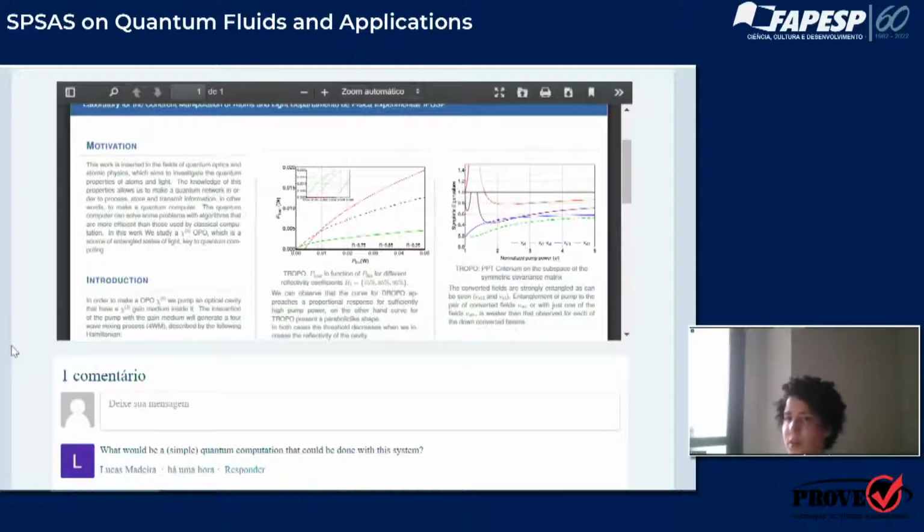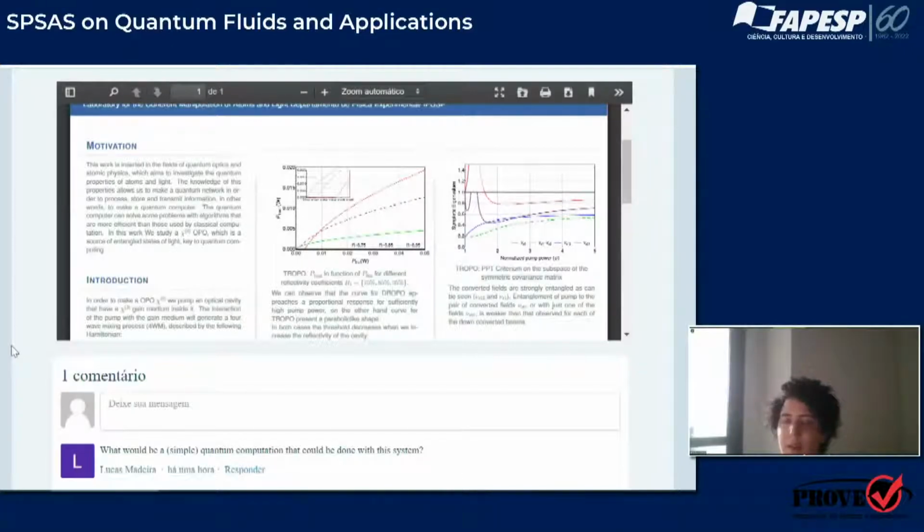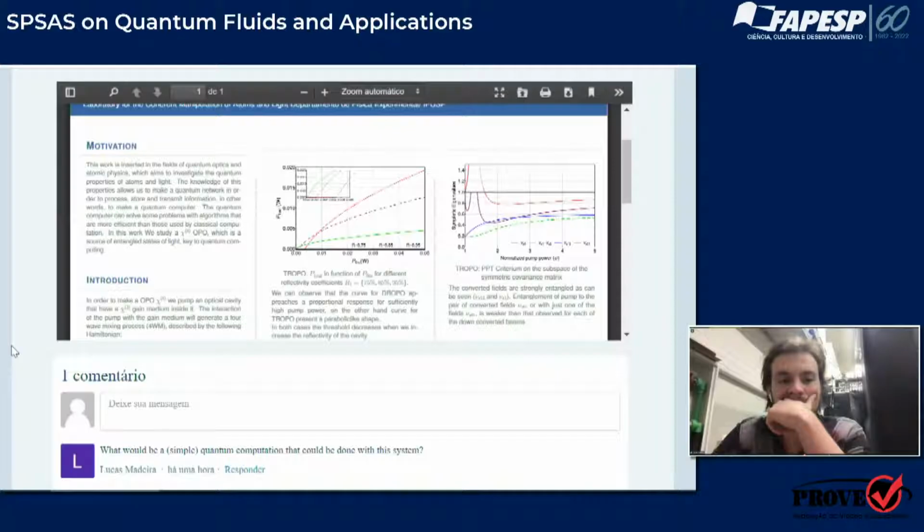What would be a simple quantum computation that could be done with the system? Well, the idea is that you have many protocols in quantum computation, like teleportation and others, that need entangled beams. So the idea is to use entanglement, for example, in a teleportation protocol.